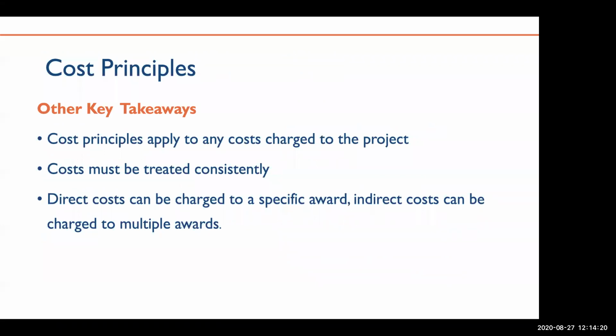Great. So here are some key takeaways, as I know that we just discussed these items quite quickly. To tick through them, ensure that cost principles apply to any cost charged to the project. Further, also ensure that costs are treated consistently with established institutional policies and practices. And very generally speaking, note that direct cost can be charged to a specific award and indirect costs can be charged to multiple awards. That's going to be very key for some of the organizations that are small when you're thinking about what's a direct cost and what's an indirect cost.